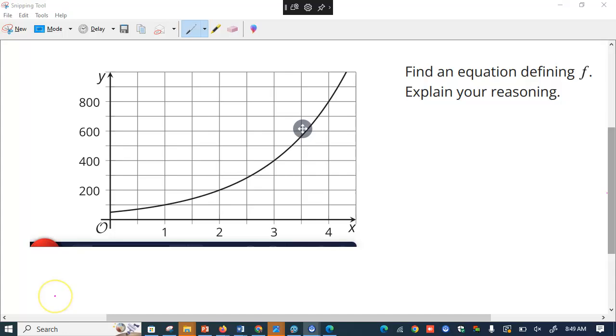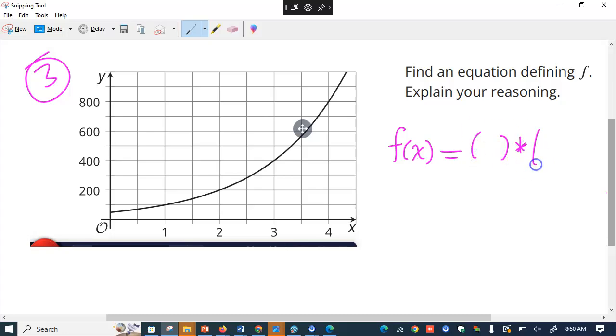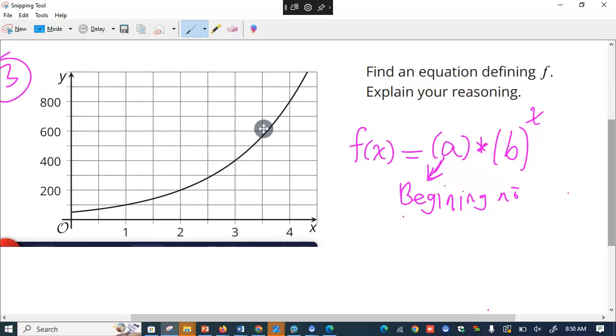Let me pause. Okay, so this is problem number 3. This time you just have to look at the graph and see, can you create the function notation f of x like this? Right now, f of x is some number times some number raised to x. We call this piece a and the inside one b. This is the beginning number, which is also the y-intercept.